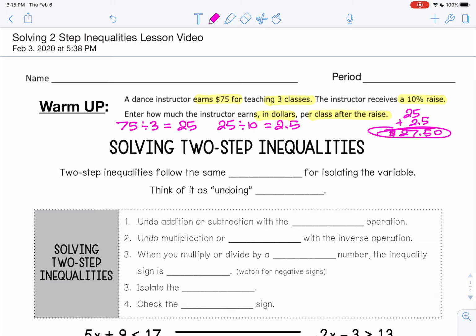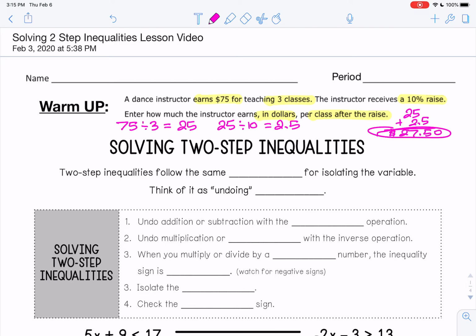Okay, so today's lesson is on solving two-step inequalities. Now, this is basically review because we've already learned how to solve two-step equations. Today we're doing solving two-step inequalities. So this is review because we've already learned how to solve two-step equations, and for the most part, you do it exactly the same, okay?